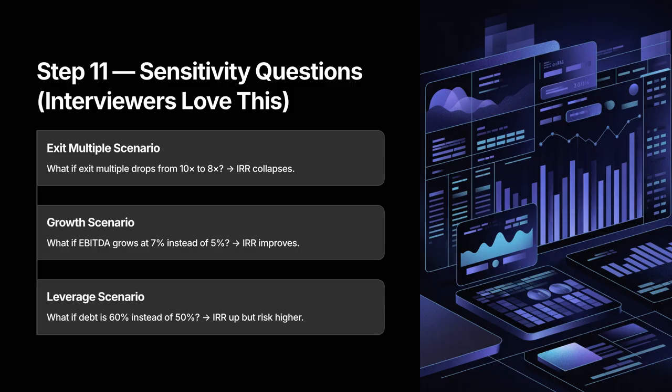Step 11. Sensitivity questions. Interviewers love this. Be ready for quick pivots. If the exit multiple drops to 8 times, IRR collapses. If EBITDA grows 7% instead of 5%, IRR improves. If leverage increases to 60%, IRR rises but risk jumps. Interviewers love candidates who think in cause and effect.